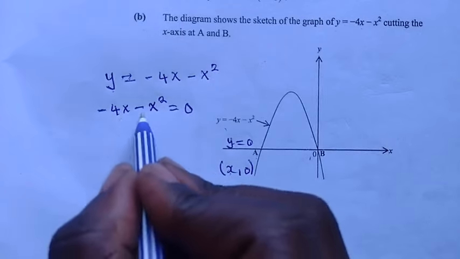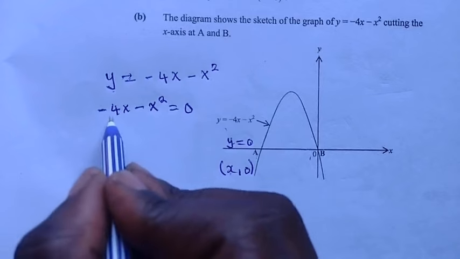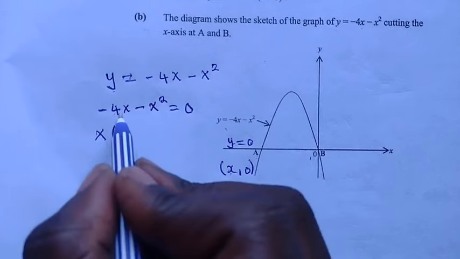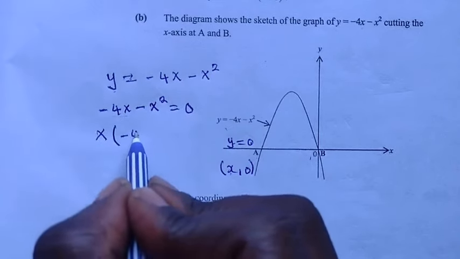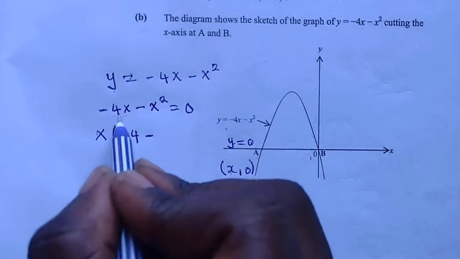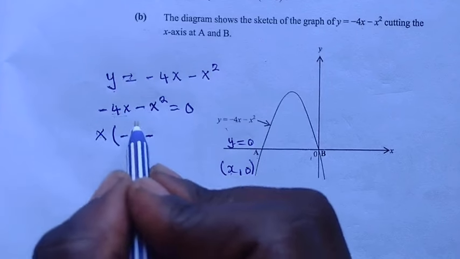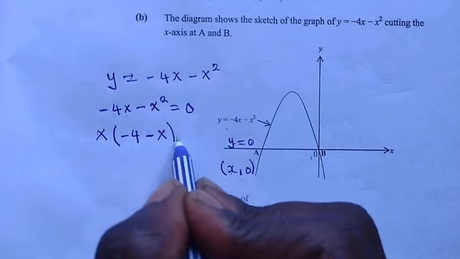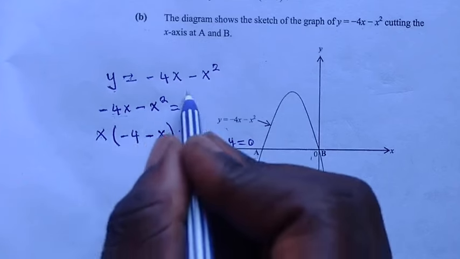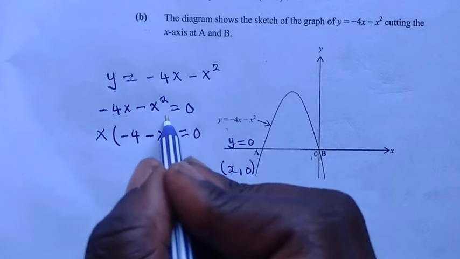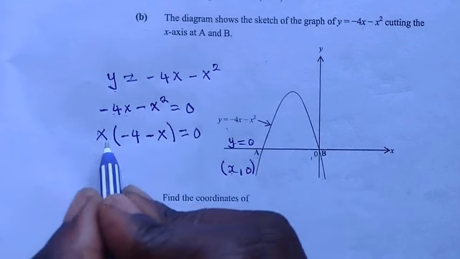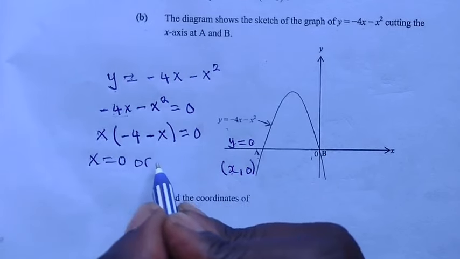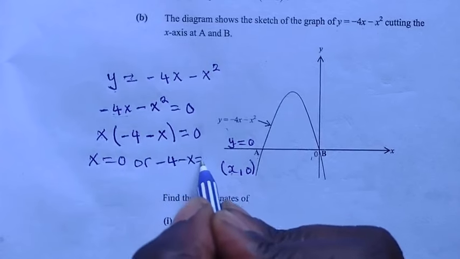So from here, you can see what we have. We can factorize. What is common right here? It's x. Open bracket. When you factor out x, we remain with negative 4, then minus x, because x into x squared leaves just x, equal to 0. So this is a quadratic equation which will give us two possible values of x. So the first x will be equated to 0: x is equal to 0 or negative 4 minus x equal to 0.